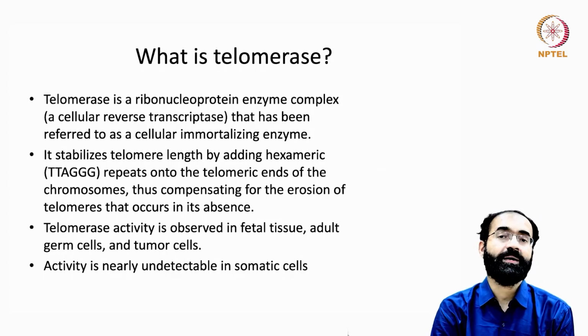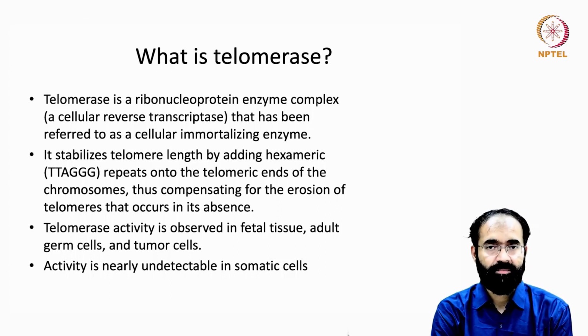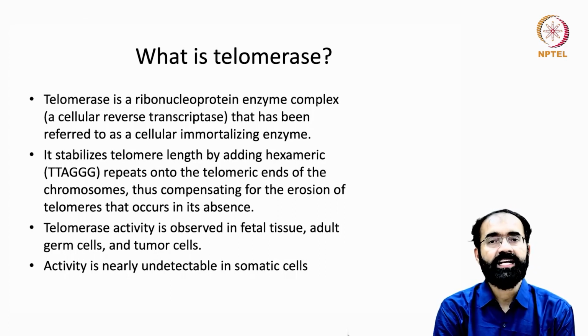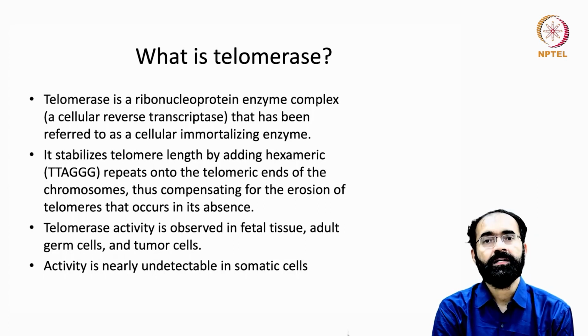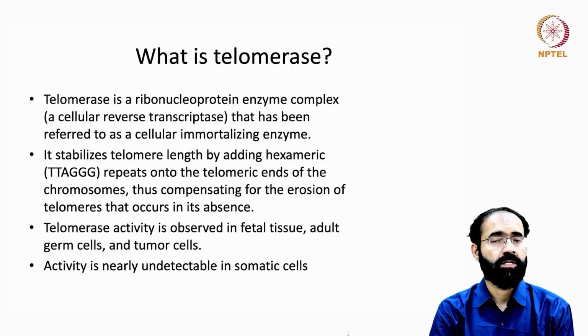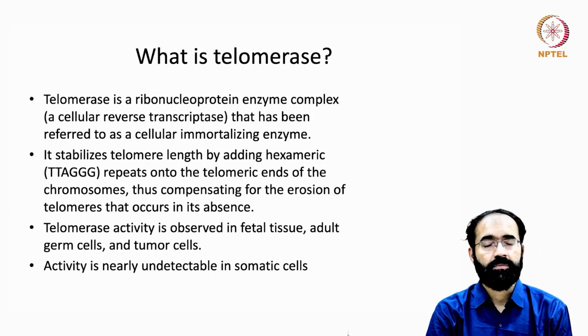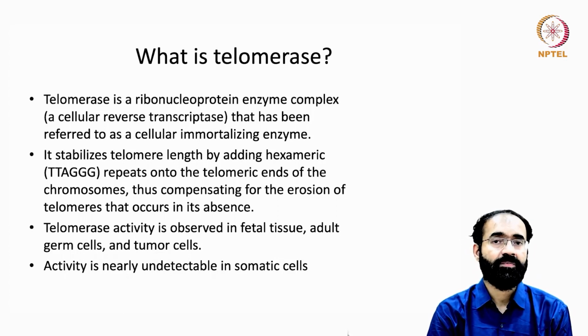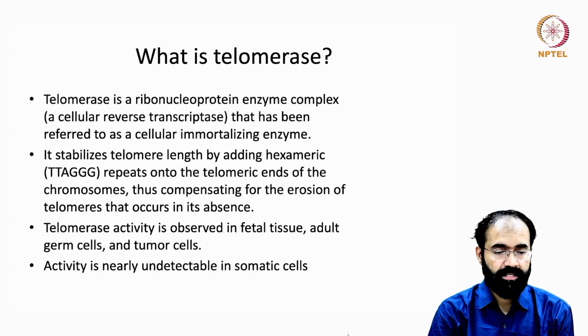The erosion happens because of the end replication problem, nothing to do with wear and tear. The end replication problem happens in the lagging strand because the enzyme cannot stand in emptiness. It needs a DNA strand to hold on to. If it is holding on, it cannot make a copy of the DNA at the place where the enzyme is occupied. So, telomerase activity is observed in fetal tissue and also in adult germ cells and also in tumor cells.